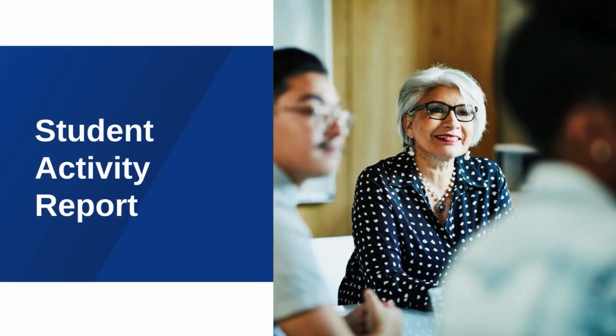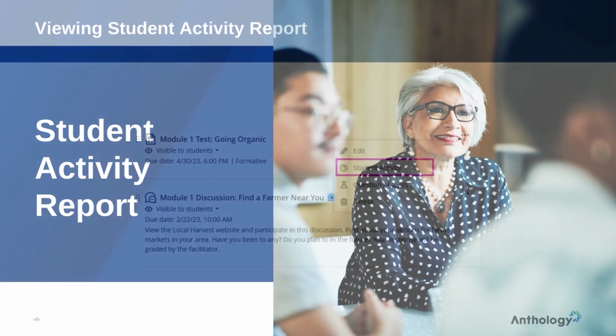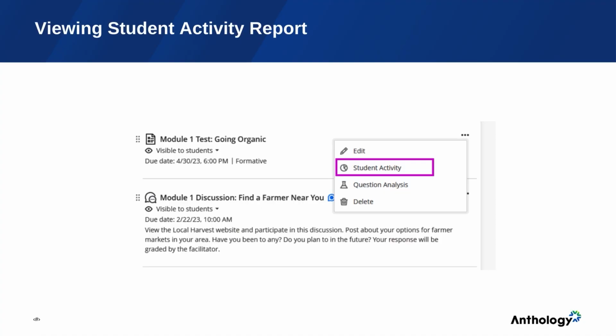Now we'll take a look at the Student Activity Report. Instructors can view reports on student activity by clicking the item's More Options icon on the content outline and selecting Student Activity. This will provide a student activity overview report pertaining to all students on that one activity.